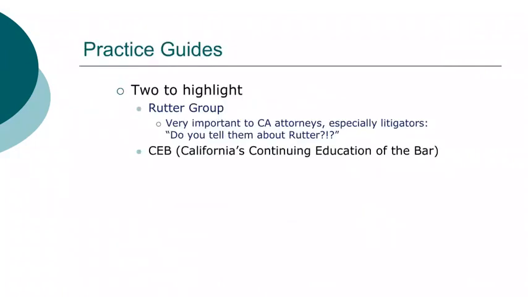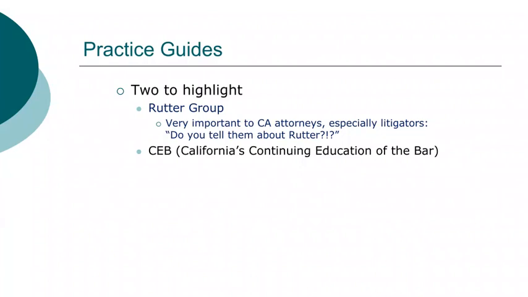Practice guides, I want to highlight 2 sets of practice guides that are really important to California attorneys, Rutter and CEB. Rutter is really important, especially to litigators. When I went to a friend's mixer at some point, when I said that I am a librarian working at a law school, one of the people that she works with didn't actually grab me by the shoulders and shake me when he asked, "Do you tell them about Rutter?" But I think he really wanted to. That is how important it is to California litigators.